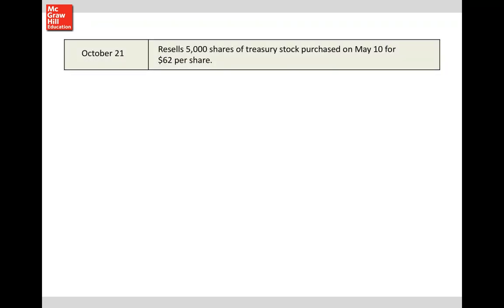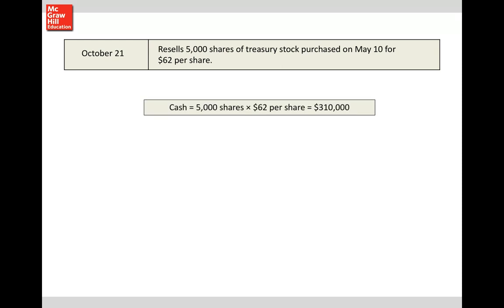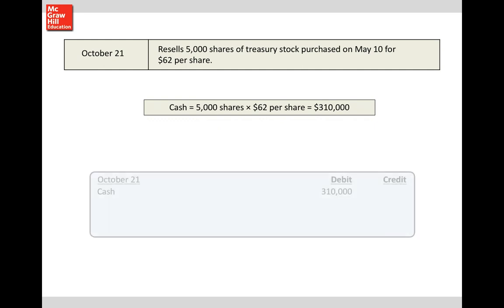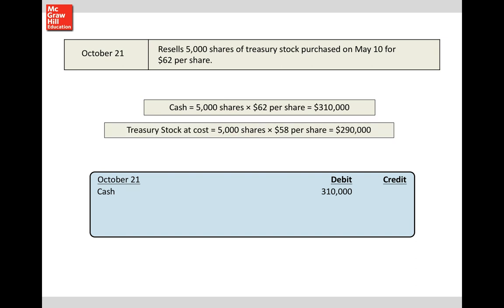On October 21st, the company resells 5,000 shares of Treasury stock purchased on May 10th for $62 per share. So the cash is going to be the amount that we received. So 5,000 shares at $62 per share is $310,000. Now the Treasury stock, we will enter at the cost that we originally purchased it at. So originally it was purchased for $58 per share. So you're going to take those 5,000 shares times $58 per share to get $290,000.